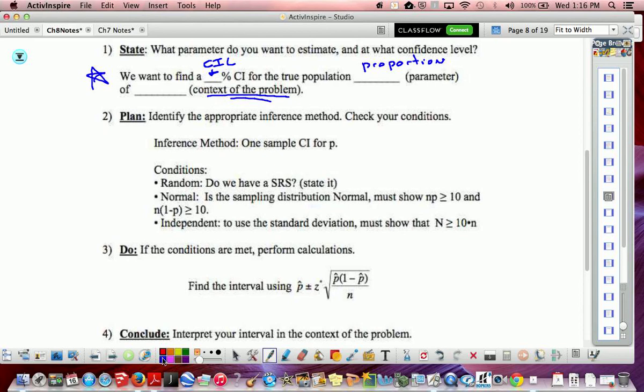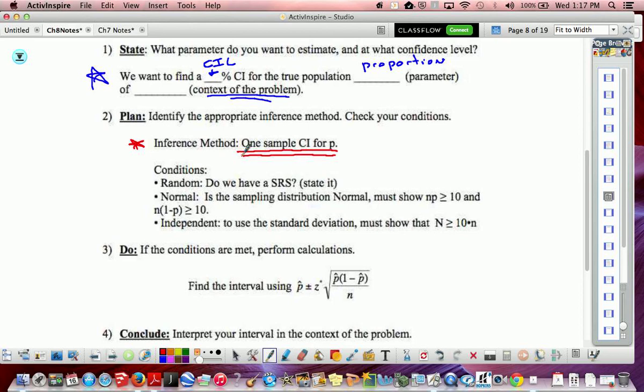Then, once you write that sentence, we have a plan. What are we going to do? First thing you want to do is state what we're trying to find, or specifically, what type of interval we are going to use, because there are technically a bunch of intervals. We're showing you the very first one. So on all of our problems, we will say one sample confidence interval for a population proportion. When we get back from break, we'll say one sample confidence interval for a mean. There are actually two sample ones also, but we're not going to cover those this year.